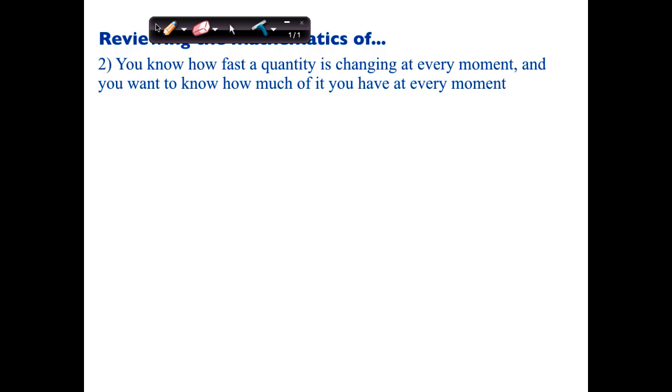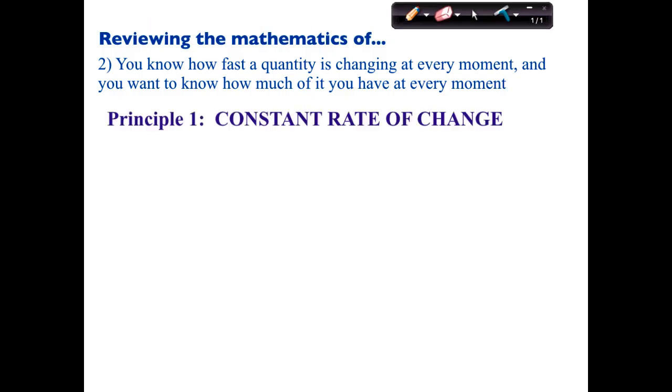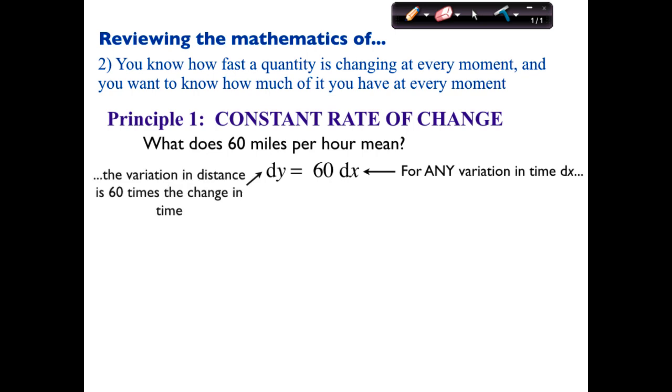Okay, quick. Here we go. Principle 1 was constant rate of change. 60 miles per hour means not just how far you go in 1 hour, but in any amount of time, right? You know how far you go in any amount of time. For any variation in time, the variation in distance would be 60 times that change in time.